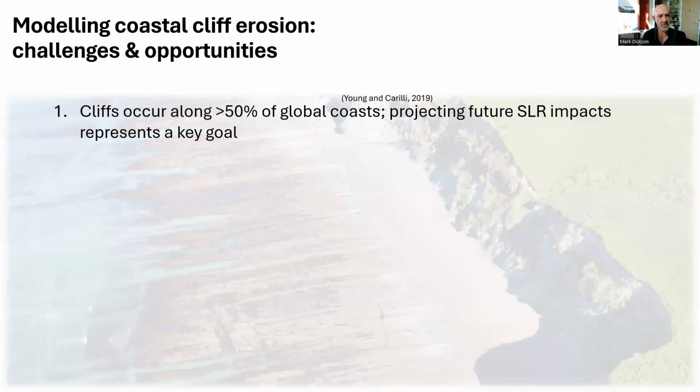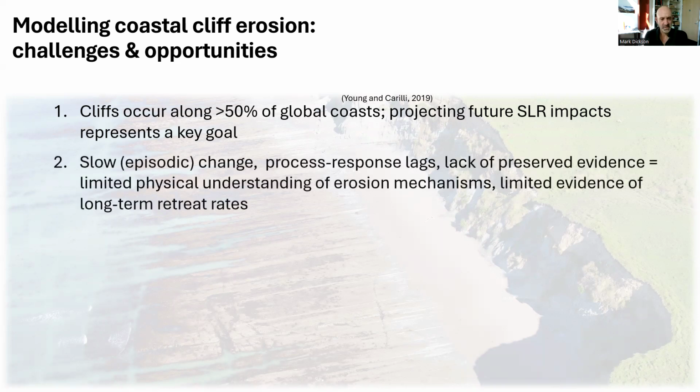So what are the challenges and opportunities for modeling coastal cliff erosion? We know that cliffs occur along more than half of the global coasts from Adam Young and Jessica Carilli's work. We know that many of these cliffs are urbanized. We know that there's important cultural heritage on many cliff tops and numerous asset classes. So therefore, projecting future sea level rise impacts must represent a key goal for us. But this is going to be a challenge because of slow and often episodic change.